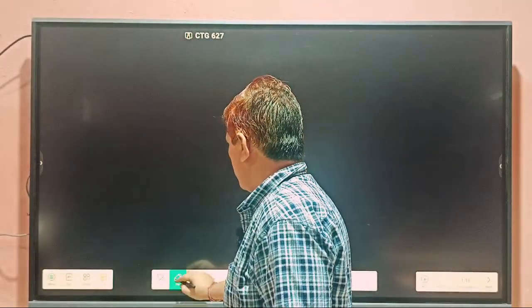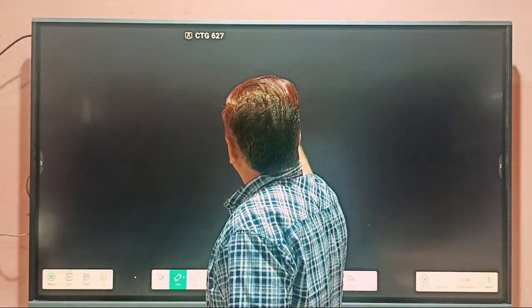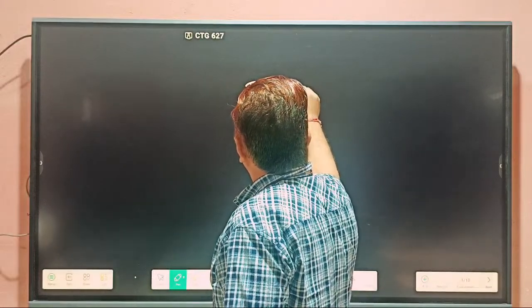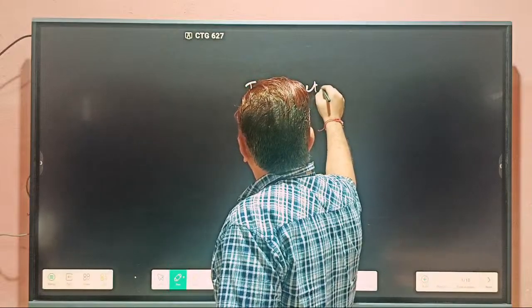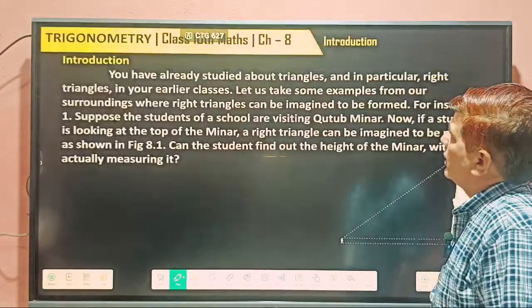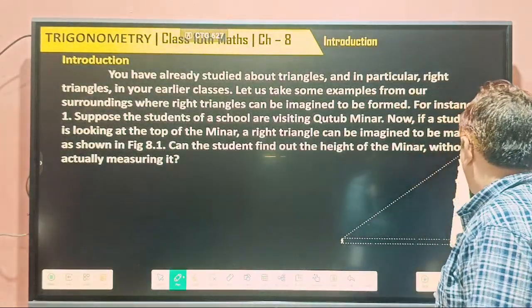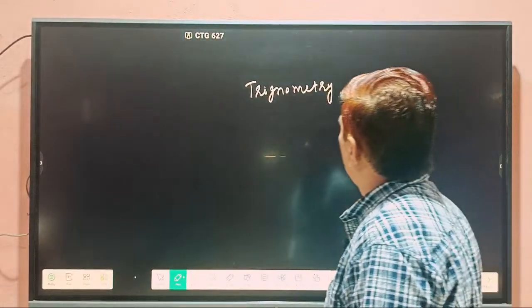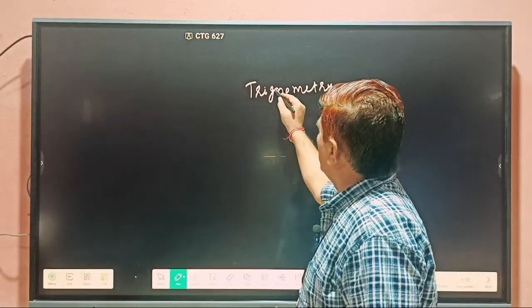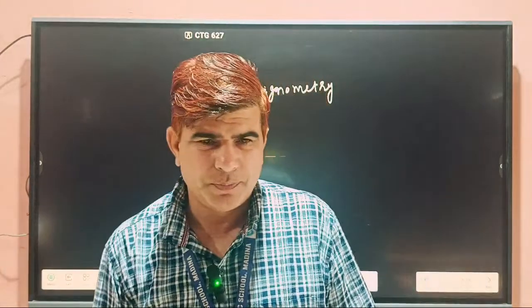So, what is the chapter name? What's the name of the chapter? Trigonometry. What's the spelling? It may be wrong. T-R-I-G-O-N-O-M-E-T-R-Y. This is trigonometry. So we will read about this.